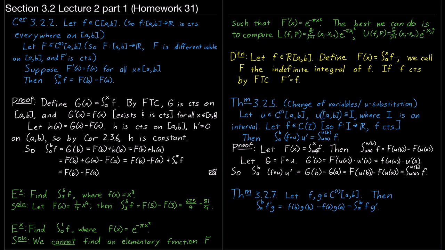And again, this falls straight out of the fundamental theorem of calculus. Let's let big F of x be f of x g of x. So big F prime of x, we've proved the product rule back in chapter 2. So let's just write that down.